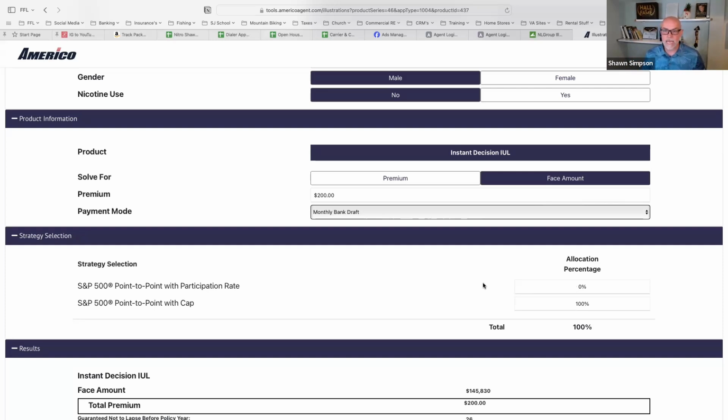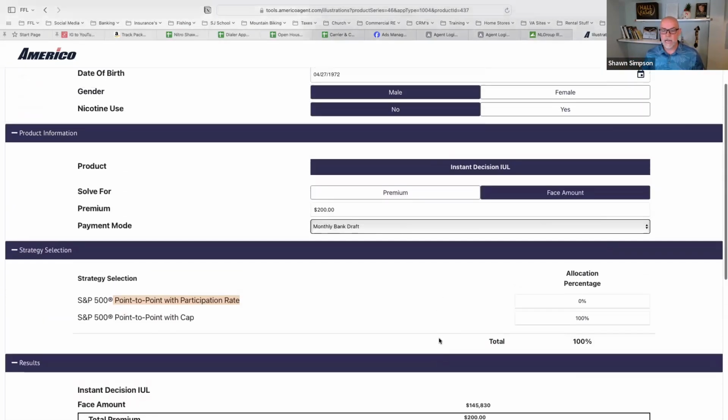So if the market does 18%, the participation rate on the IUL for Americo is 80%. So if the market does 18%, they'll get 80% of 18%. Okay. You guys follow me on that? Yes, no? Okay. All right. So that's kind of how that one works.